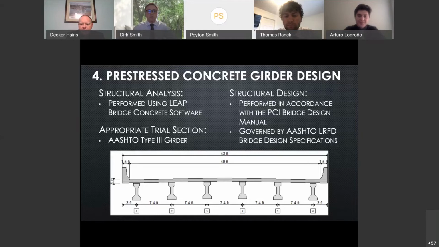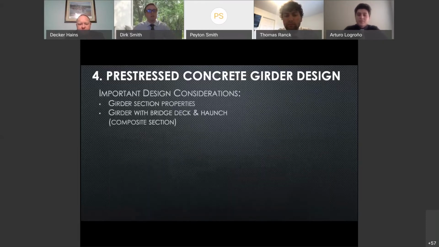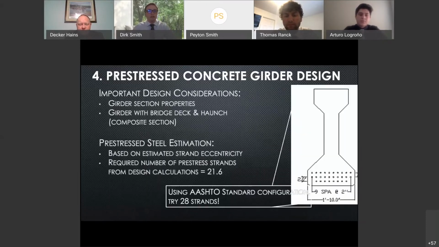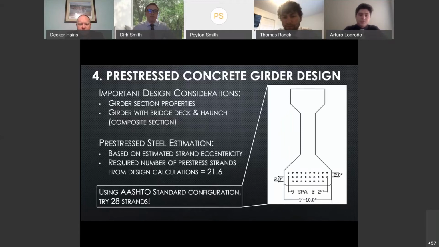The girder design was performed in accordance with the PCI Bridge Design Manual, which is governed by AASHTO LRFD design specifications. Bridge girders are specifically designed to resist flexure and shear over long span lengths. With this in mind, it is important to consider that pre-stressed bridge girders experience varying stresses throughout their lifespan.